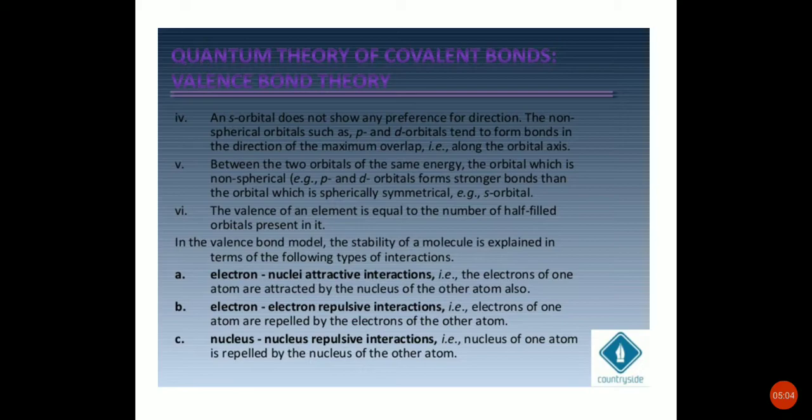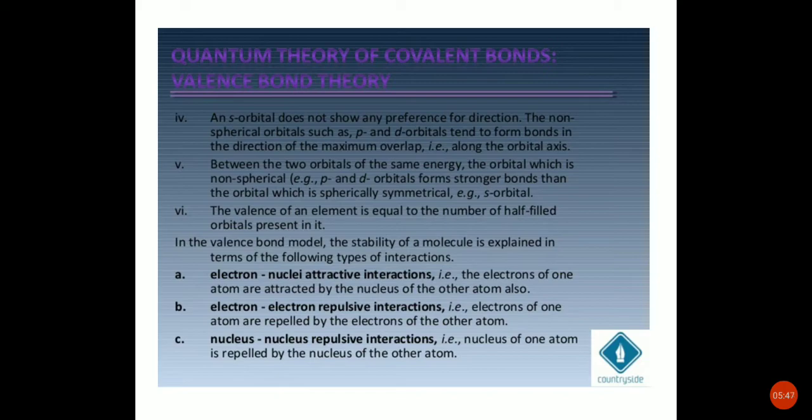And the sixth point is the valence of an element is equal to the number of half-filled orbitals present in it. The valency of an element is equal to the number of half-filled orbitals present in it. Okay, number of half-filled orbitals. In the valence bond model, the stability of the molecule is explained in terms of the following types of interaction. So the following interactions play a vital role in the stability of the molecule: electron-nuclear attractive interaction, electron repulsive interaction, and nucleus-nucleus repulsive interaction.